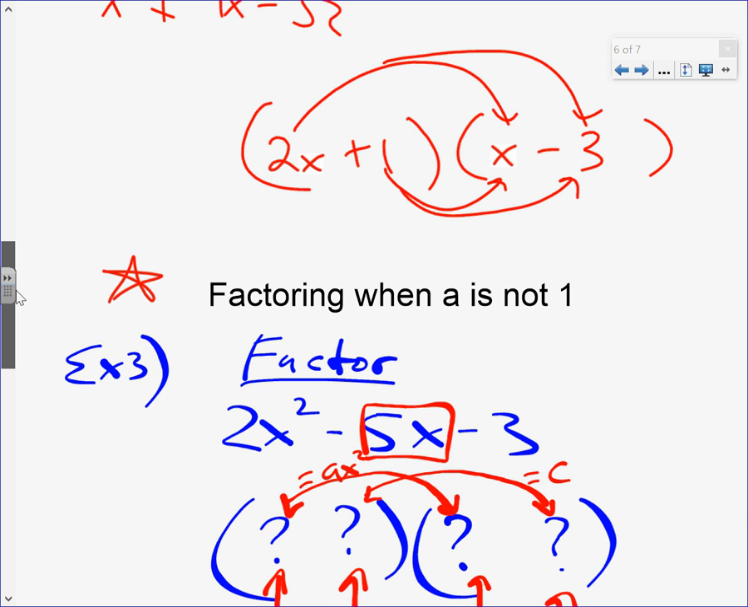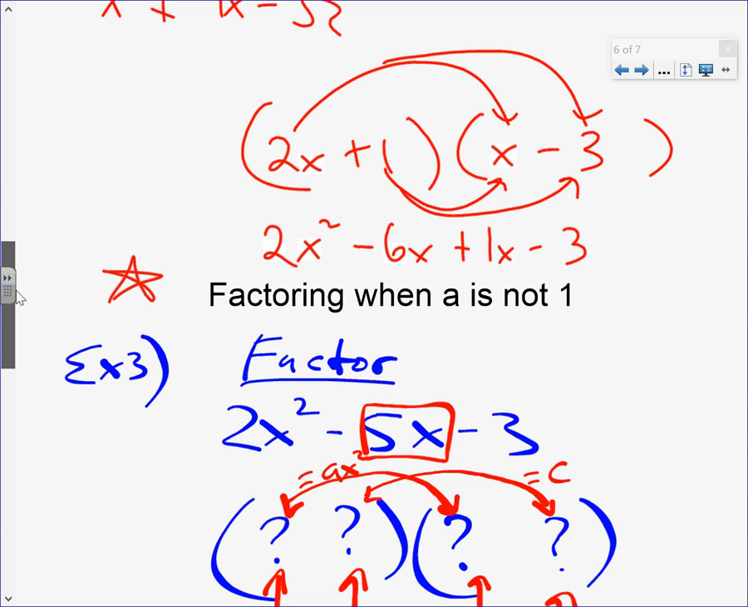What's 2x times x? 2x squared. 2x times negative 3, negative 6x. 1 times x is 1x. 1 times negative 3 is negative 3. Combine like terms. Negative 6x plus 1x, there it is, negative 5x. 2x squared, there it is. So this is the stuff I multiply to get to the original stuff.